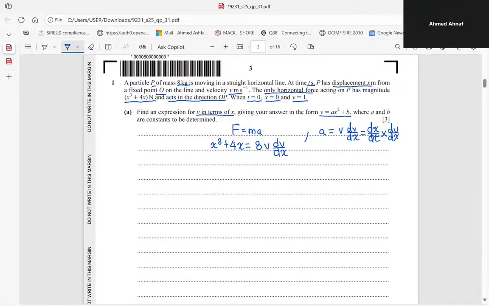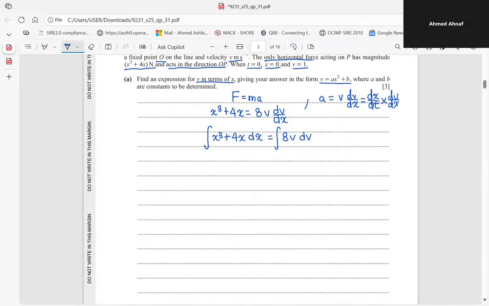Now we're just going to separate the x variables on the left side and the v variables on the right side. So we multiply by dx on both sides, and we get x cubed plus 4x dx equals 8v dv. Now let's integrate both sides. Left hand side, very simple. It's x to the power 4, because 3 plus 1 is 4, divided by the new power, so x to the 4 over 4, and then 4x to the power of 2 divided by 2, plus c. And then 8v dv gives 8v squared over 2. The plus c we just have to put on either one side.